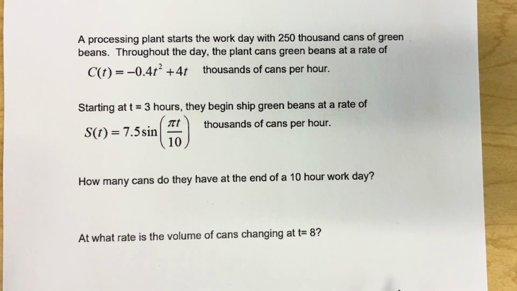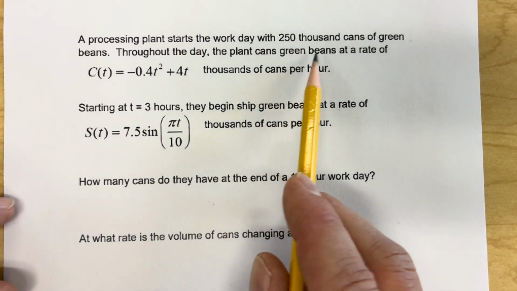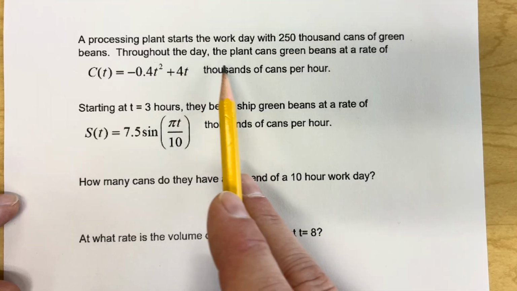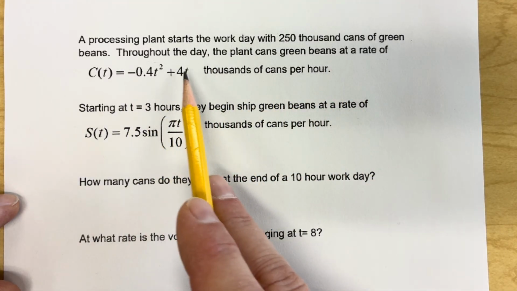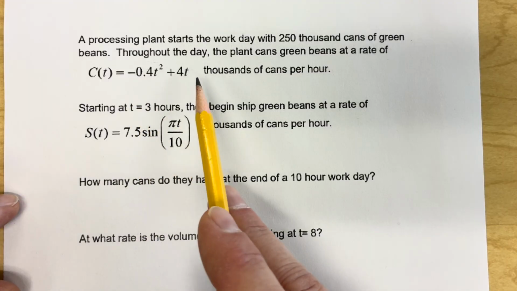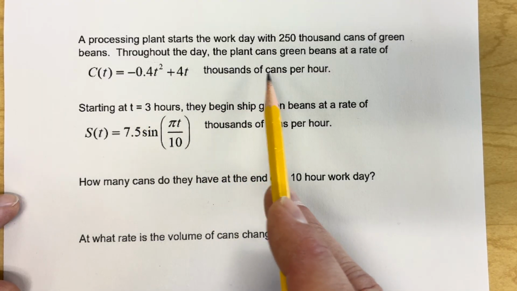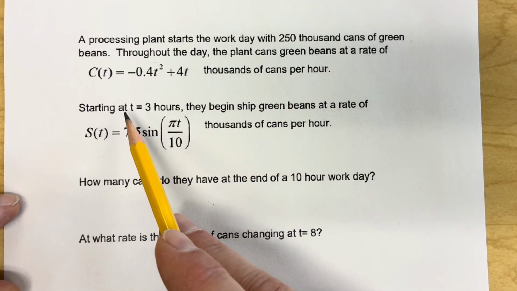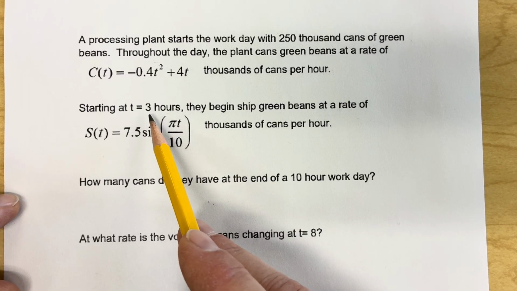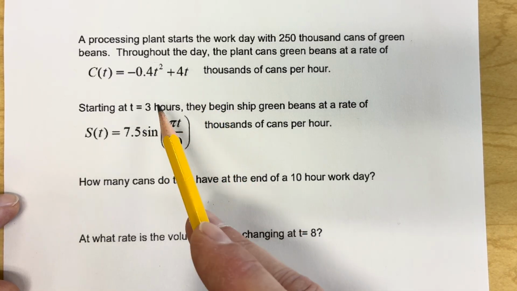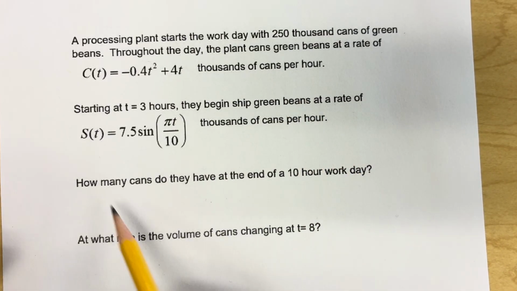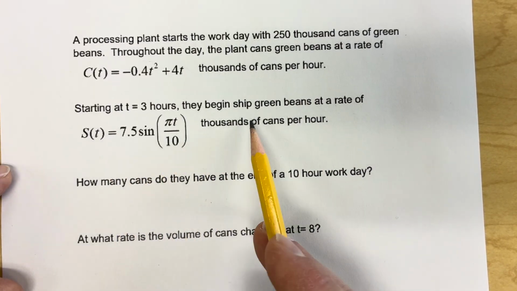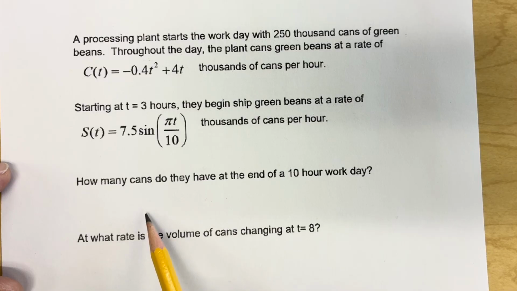It says a processing plant starts the workday with 250,000 cans of green beans. Throughout the day, the plant cans green beans at a rate of this. This is the rate that they're adding, based on thousands of cans per hour. Then starting in 3 hours, at the 3-hour mark, they start to ship the green beans. So they take away at a rate of this, thousands per hour.